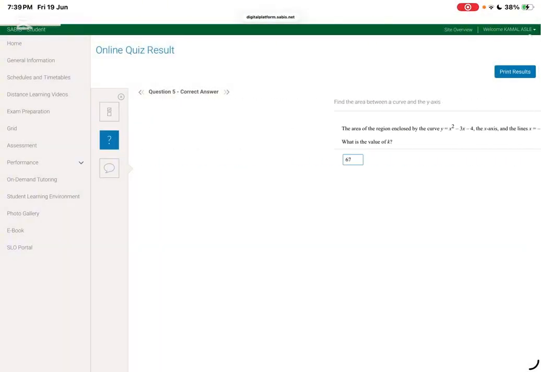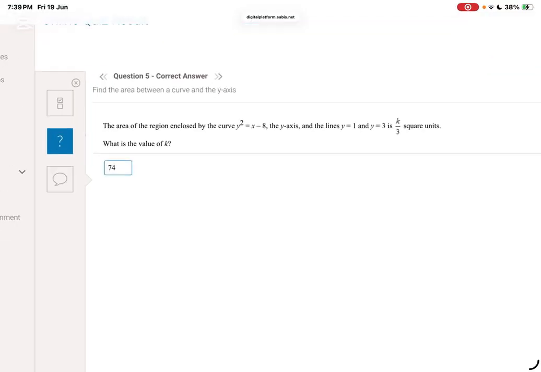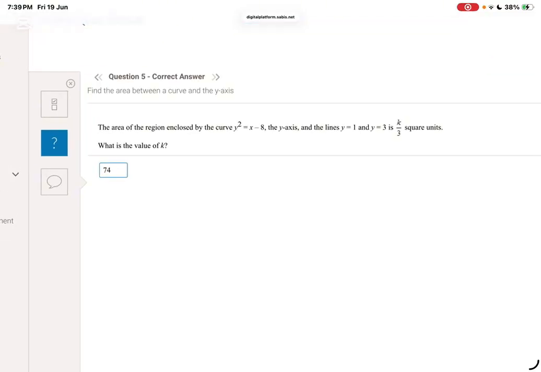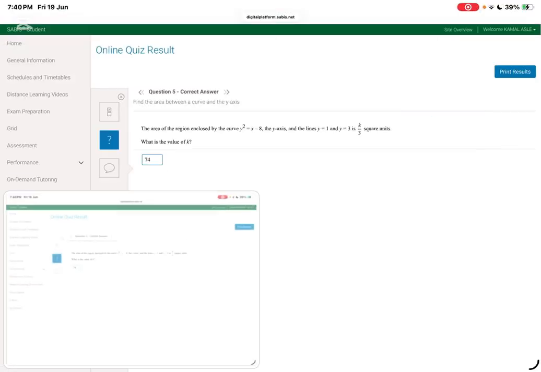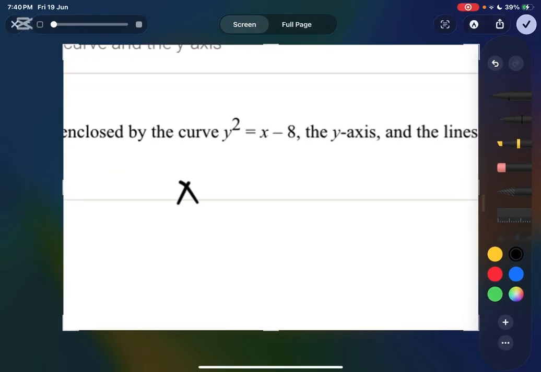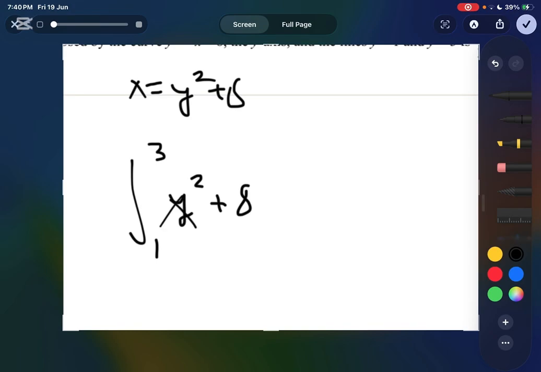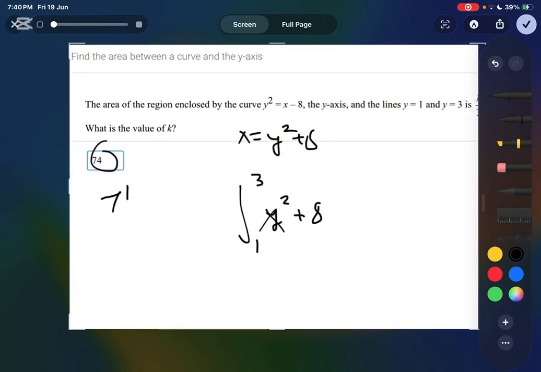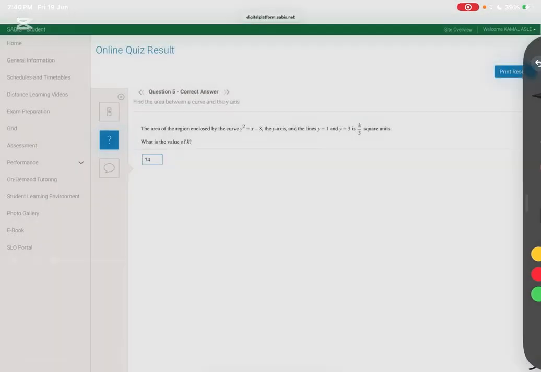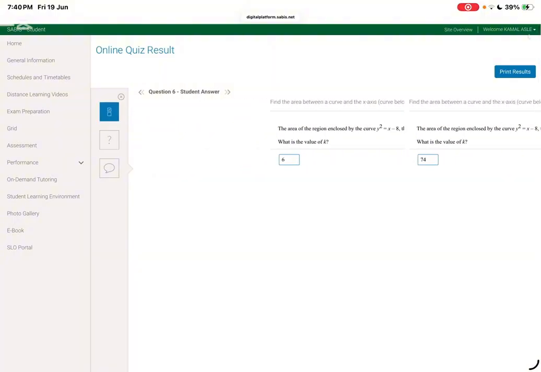Question number 5. Here they gave us the area of y squared equals x minus 8, and the line y equals 1. Now just find it in terms of x, so move the 8, and x will be equal to y squared plus 8. Then on the calculator, integral from 1 to 3 of y squared plus 8. In the calculator, just replace y by x, and you get the answer of 74 over 3. Yep, it's very simple.